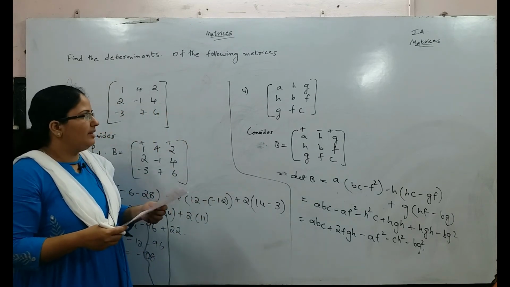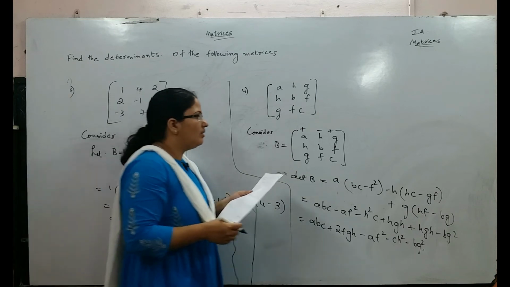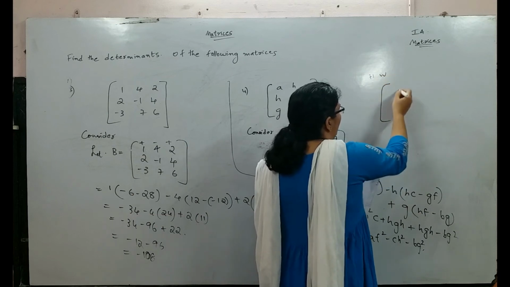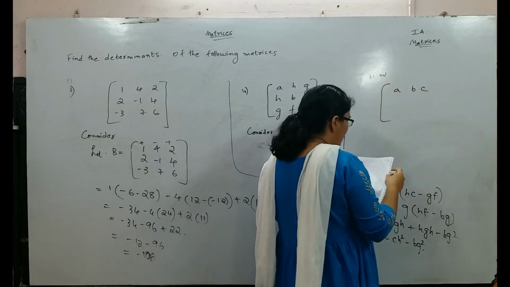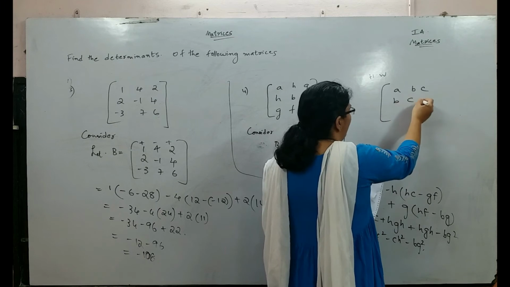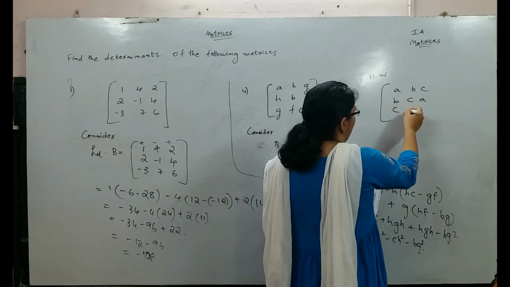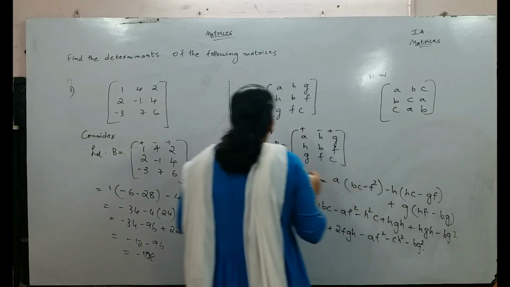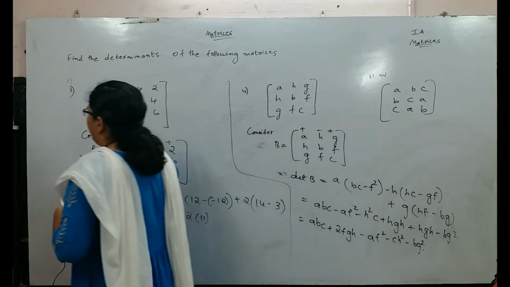Now, I'll give you a problem for homework. Try it out. Find the determinant of A, B, C, B, C, A, C, A, B. You have to find the determinant of this matrix. Let us discuss another matrix.